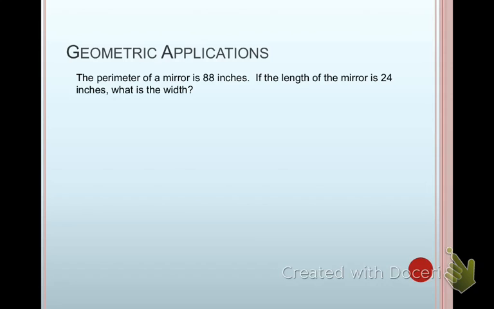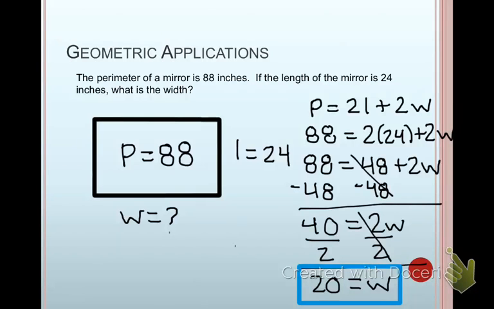Alright, and the last one says that the perimeter of a mirror is 88 inches. If the length of the mirror is 24 inches, what is the width? It's assumed that this mirror is rectangular. Remember that the perimeter of a rectangle is 2L plus 2W. You've seen a few like this, so if you need to peek back in those notes, go ahead and pause this and see what you come up with. I found that the width was 20 inches in this case.